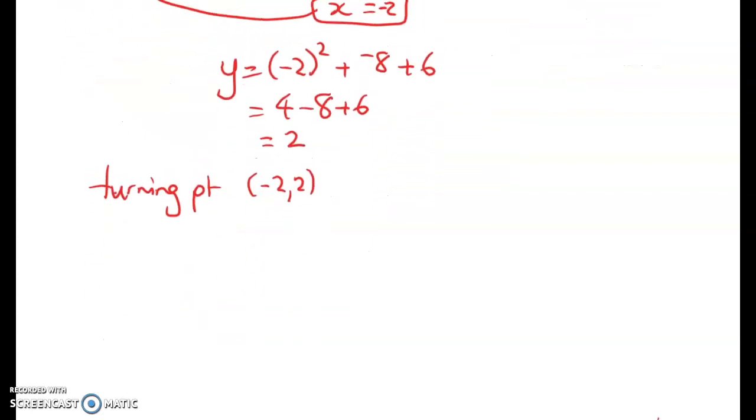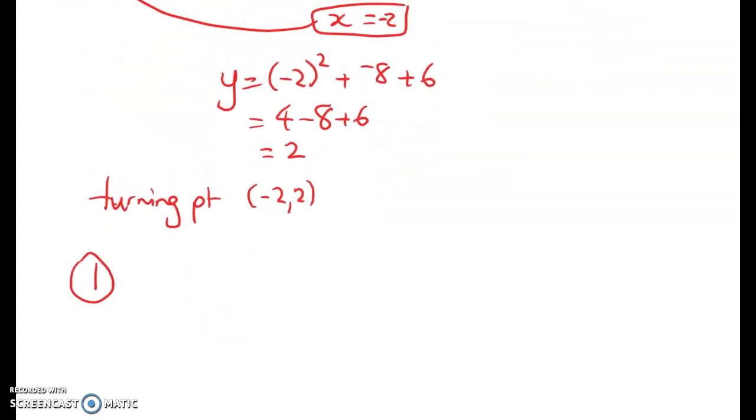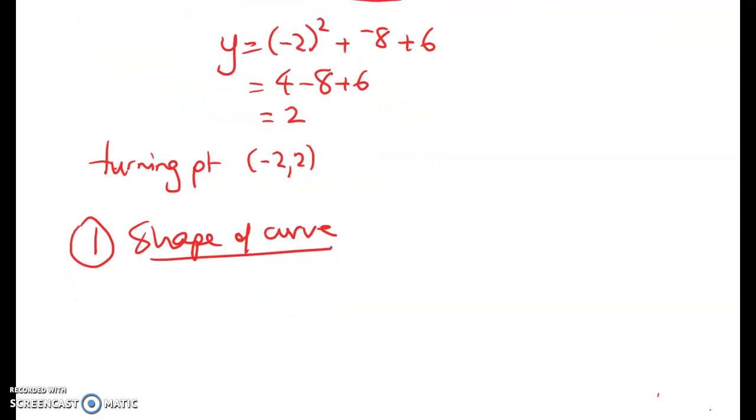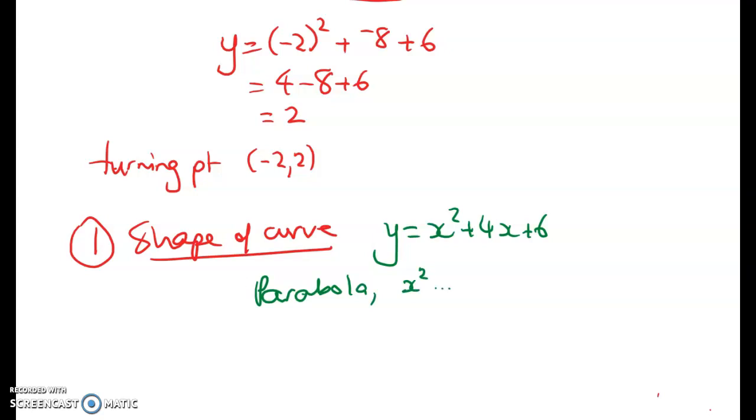2 ways to find its nature. The first method that we can use, and actually usually the fastest at level 2, is to say the shape of the curve. What was it? Y equals x squared plus 4x plus 6. So it's a parabola. So the shape is like that. Therefore, at negative 2, 2, we've got a minimum.